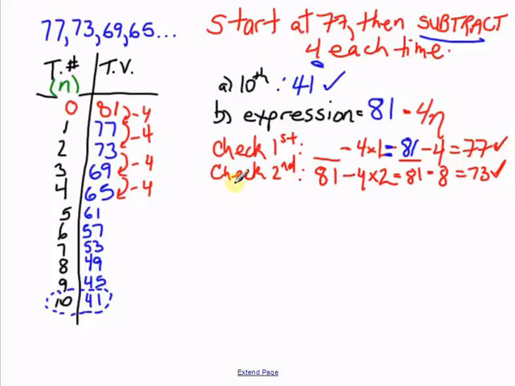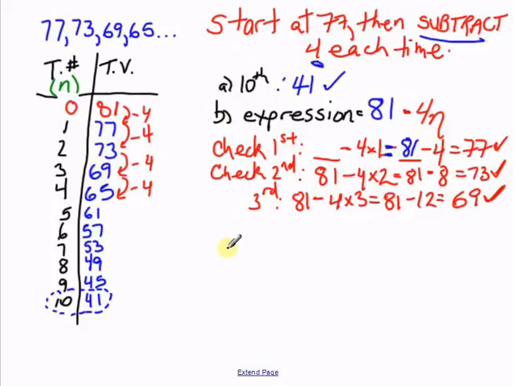Sweet. If it works for the third one, then we're good to go. Start with 81 again. Take away 4 times 3 for the third number in the pattern. 81 take away 12 is 69. Bingo. Got it. So what that tells me is this is the correct expression.